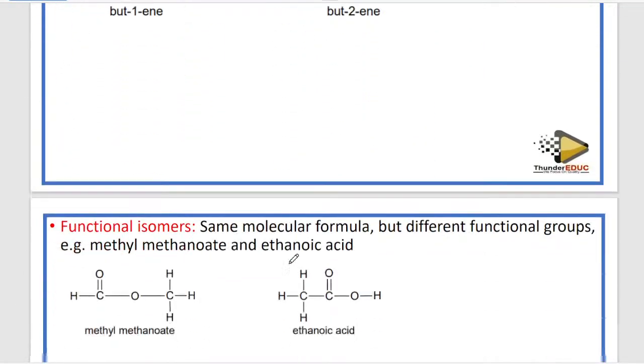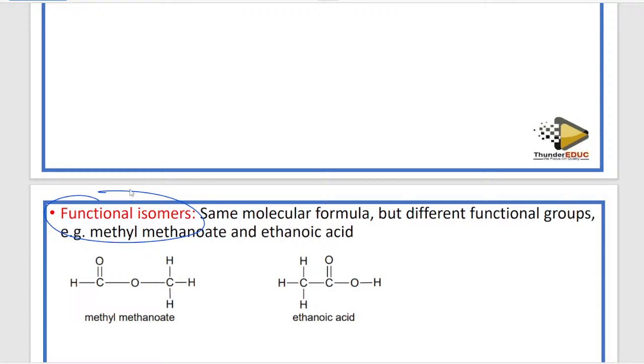And then you have what is called a functional isomer. How do you function?